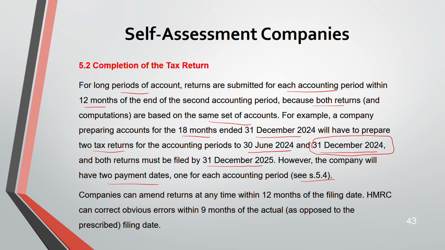Then, companies can also amend their return at any time within 12 months of the filing date. Same like the individual, HMRC can correct errors within 9 months of the actual filing date, as opposed to the prescribed filing date. Not the prescribed filing date, the actual filing date. 9 months from there. HMRC are given less time than the companies.